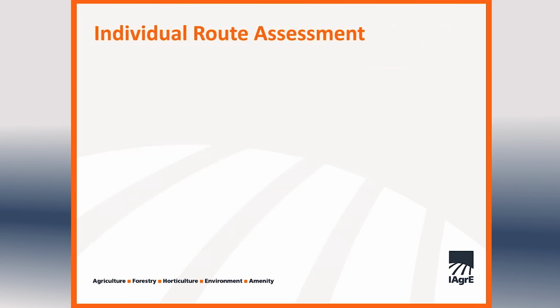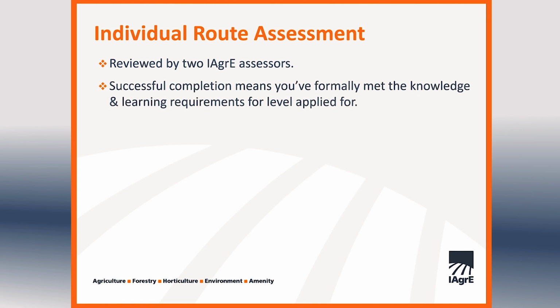Once you have completed the documentation, it's sent to us here at IAgrE, and we send it out to 2 assessors for review. In some cases, we may need to conduct an interview to go through in more detail, which we'll advise at the time. When the process is completed and approved, it means we've formally accepted your knowledge and learning meets the entry requirements for the registration level you're applying for. The process is then as described in video 2, how to complete an application, where you will go through the assessment of competence.